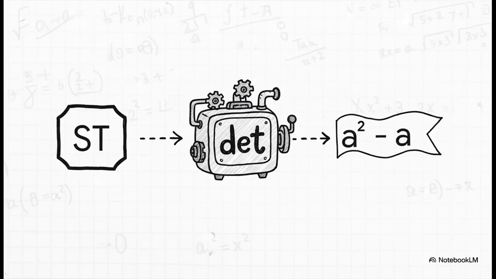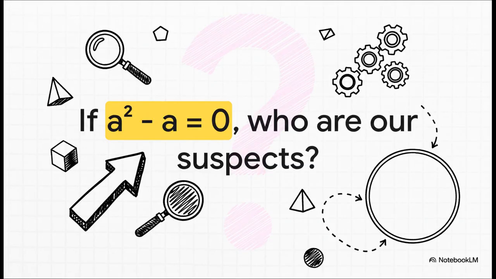So, we roll up our sleeves and we calculate the determinant of that ST matrix, with our variable A still right there inside. And after all the number crunching, we are left with this beautifully simple expression, A squared minus A. And since we know that determinant has to be 0, we're suddenly left with a pretty simple equation to solve. I mean, this is a huge turning point.